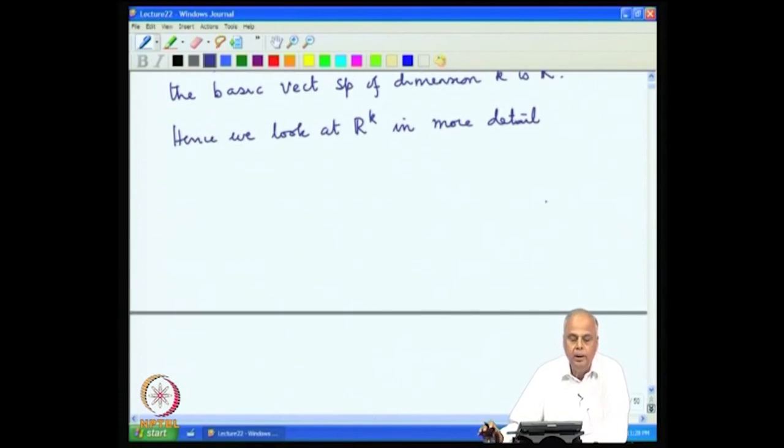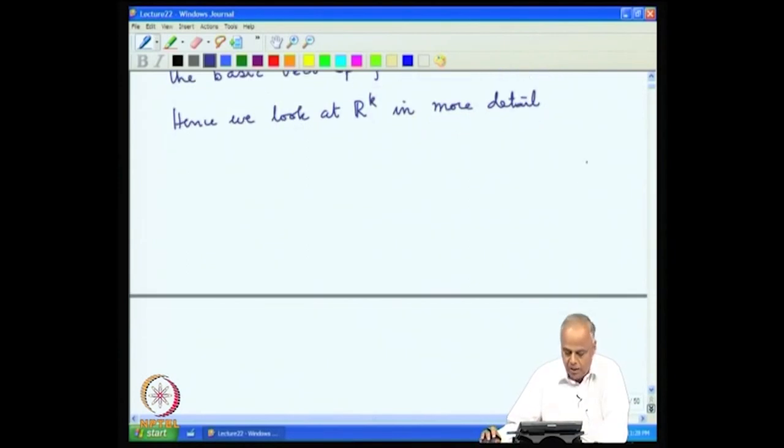The first thing that we observe is Rk being a vector space, it already has this basic algebraic structure given by the two basic operations of the vector space, namely addition and scalar multiplication. Now, we are going to bring in more structure which is more geometric in nature on the space Rk. So, we look at the notion of first the dot product, which most of you will be familiar with.